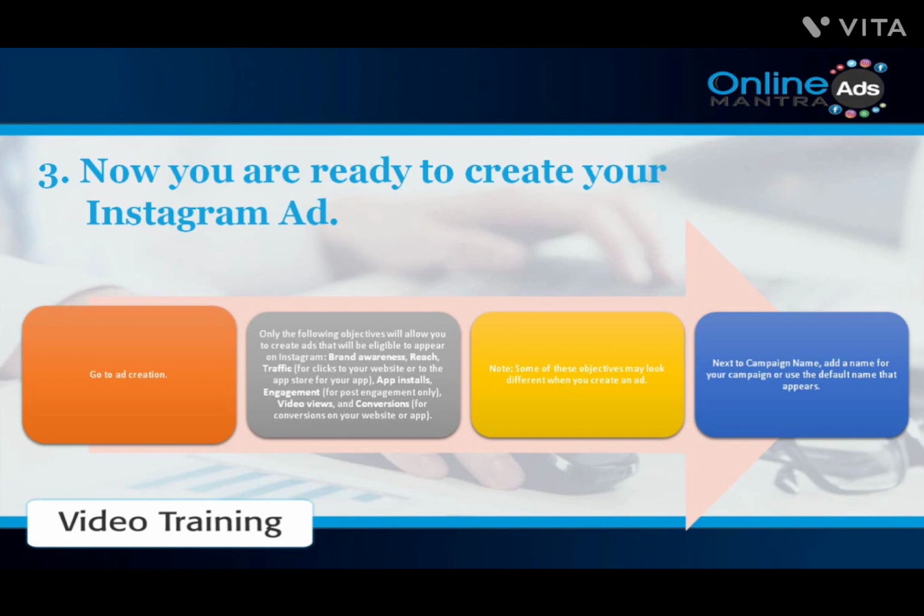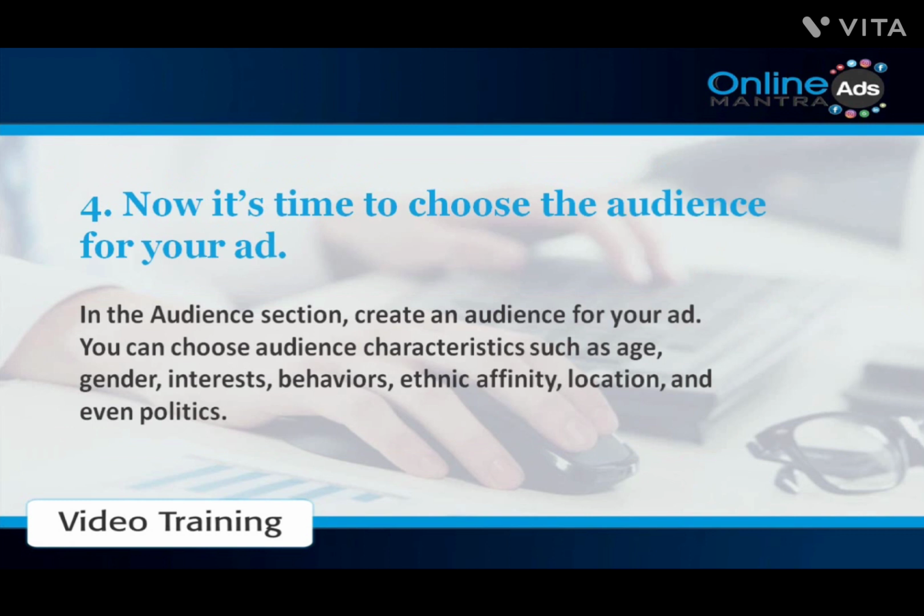Next to campaign name, add a name for your campaign or use the default name that appears. Now it's time to choose the audience for your ad. In the audience section, create an audience for your ad. You can choose audience characteristics such as age, gender, interests, behaviors, ethnic affinity, location, and even politics.